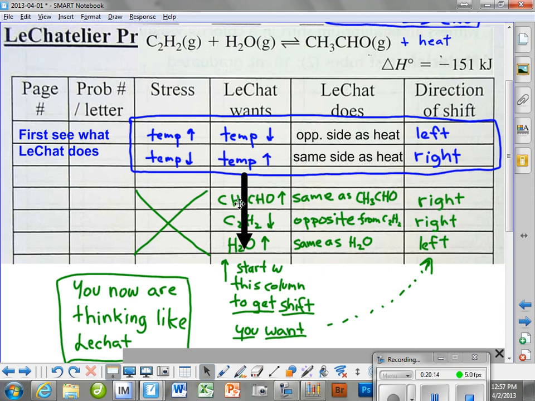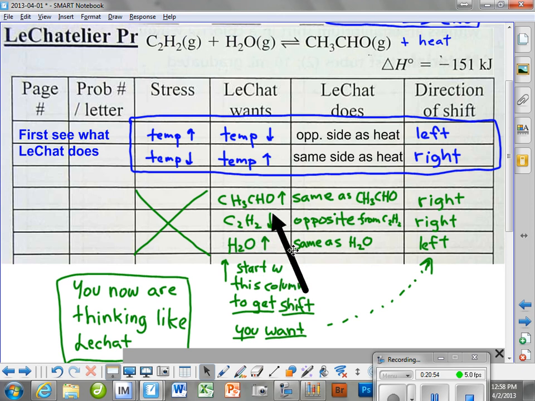So when I want water to be increased, I'm going to think like LeChat in the green here, and I'm going to increase the water. And to increase water, I got to go to the same side that the water is on. Now let me turn this arrow upside down, and I'll point to where water is. See, here he is on the left-hand side. So with water on the left side, the same means left. So I want a left shift. How am I going to get a left shift? Temperature up. And I've just answered this question.